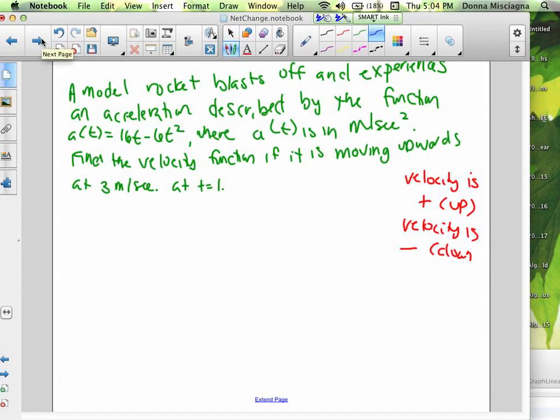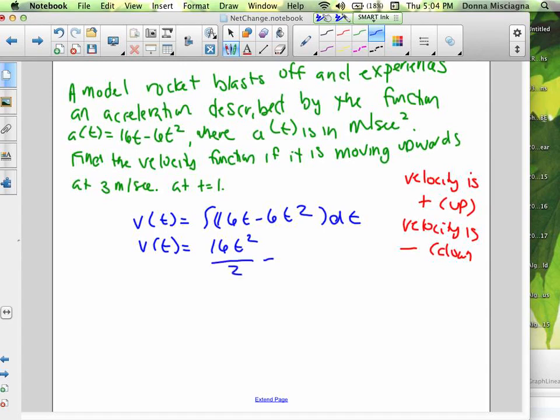All right, so we're going to integrate. We want v of t, and we can get v of t by integrating 16t minus 6t squared dt, and then solving for c. So v of t equals 16t squared divided by 2 minus 6t cubed divided by 3 plus c. So v of t is 8t squared minus 2t cubed plus c, and we have the moving upwards at t equals 1, so 1, 3.